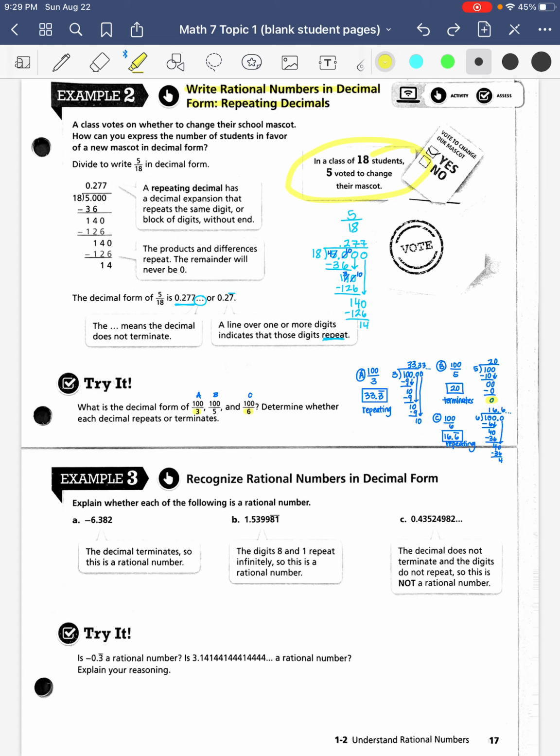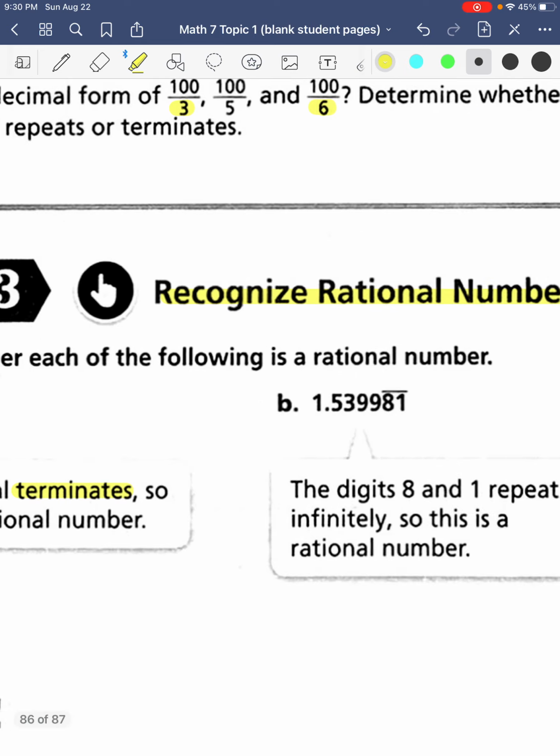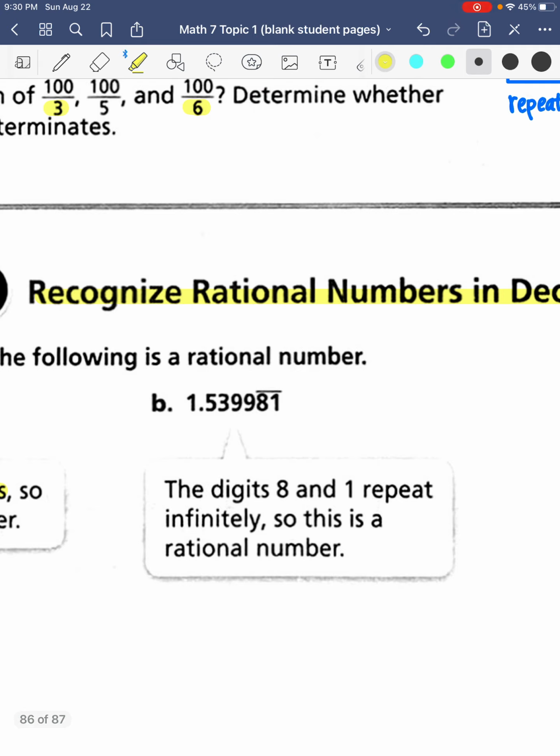Okay, let's look at example 3. Recognize rational numbers in decimal form. Explain whether each of the following is a rational number. So A, we've got negative 6.382. This decimal terminates. It comes to an end, so it's a rational number. B, 1.539981, 81 repeating. The digits 8 and 1 repeat infinitely. So this is a rational number.